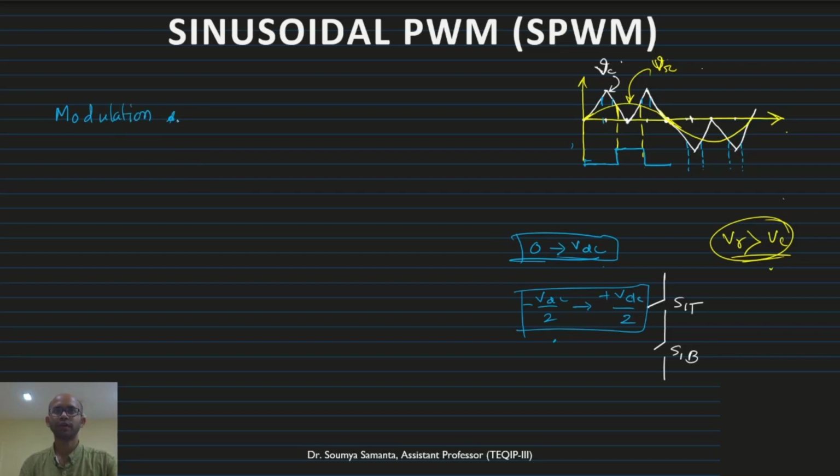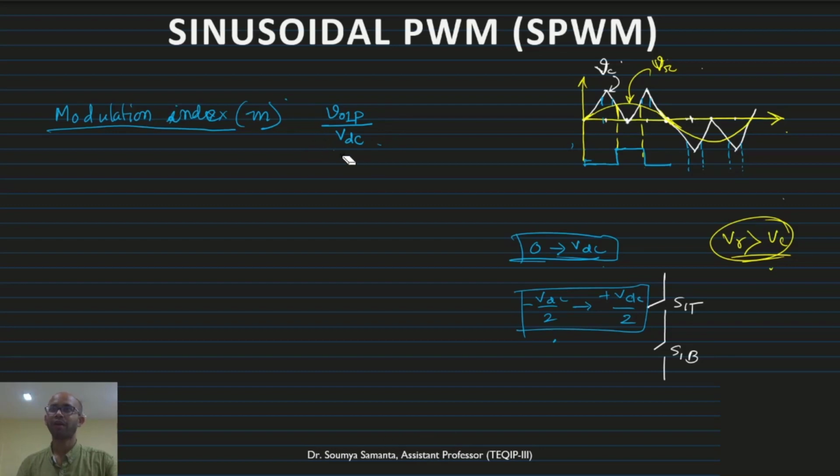Modulation index, which is denoted by M. So what is modulation index? Modulation index is the ratio of the peak value of the fundamental sinusoidal voltage waveform to the DC link voltage. That means suppose this is the output voltage VO, VO1 is the fundamental component, and the peak of that, divided by VDC, is called the modulation index.